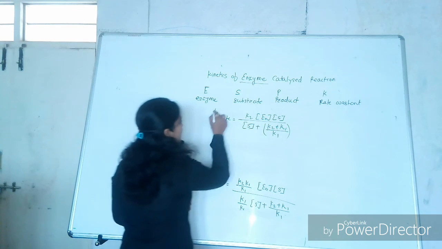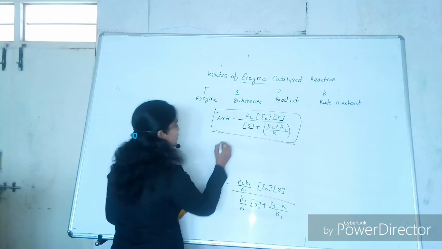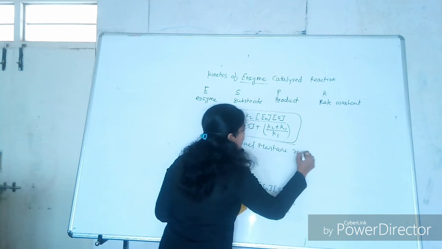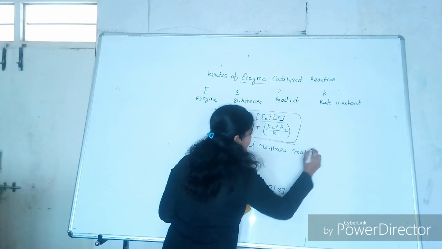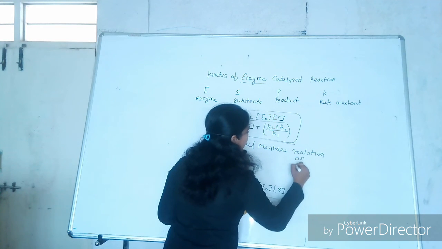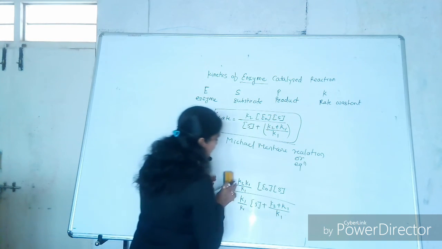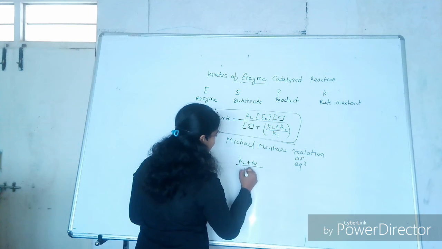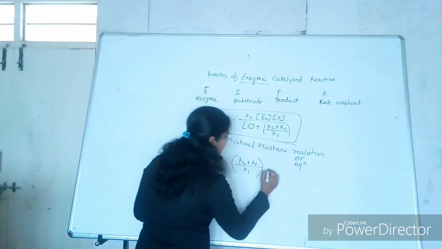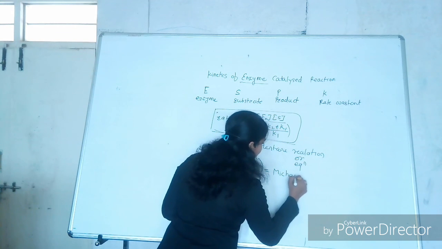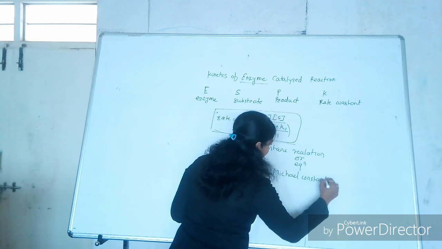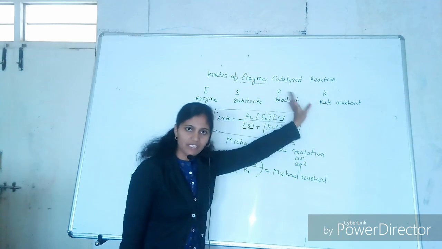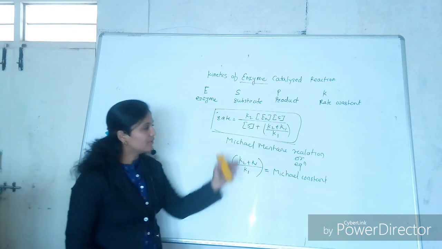Okay, this is the rate equation for enzyme catalyzed reactions, and this study was already done by Michaelis and Menten. So this relation is called the Michaelis-Menten relation, or Michaelis-Menten equation, and the term K2 plus K minus 1 divided by K1 is known as the Michaelis constant. Okay, this is all about the kinetics of enzyme catalyzed reactions. Okay, I hope all of you are clear about this point. Thank you.